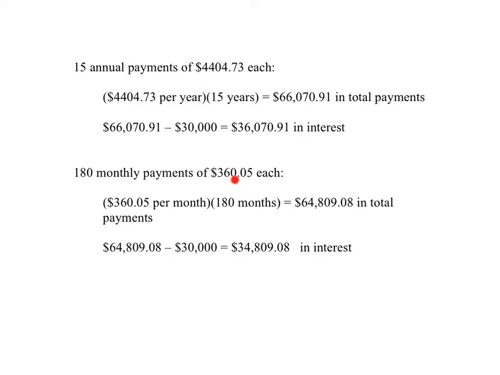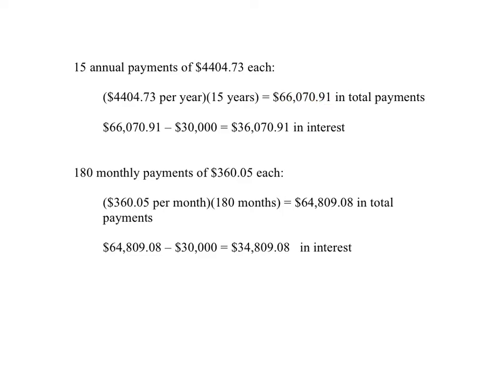How about the monthly payment version of this loan? We figured out there were 180 of these monthly payments of $360.05 each. Right, so $360.05 per month for 180 months is a total of $64,809.08 in total payments. So we see that the total amount that you pay in the monthly payment version of the loan is less than the total amount in the annual payment version of the loan.